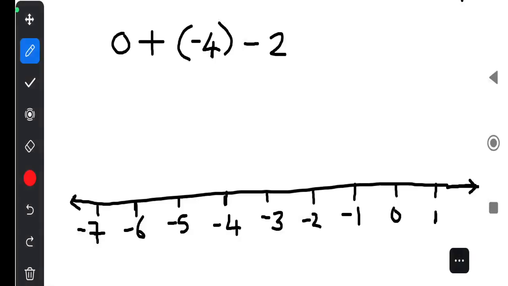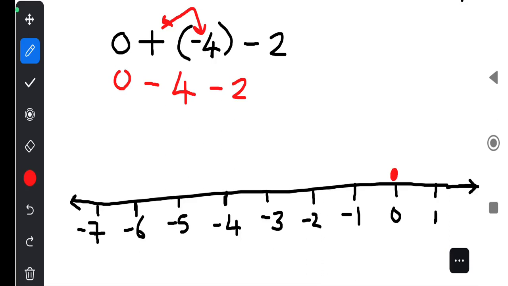Now let's look at the next question. We have 0 plus bracket -4, then -2. Write 0 again. You do plus times minus, that will give you what? Minus, and then you write the 4 in the bracket. Write this -2 that I circled. Now as usual, start with the first integer, which is 0. Where is 0 on the number line? This is 0 where you have the red dot.